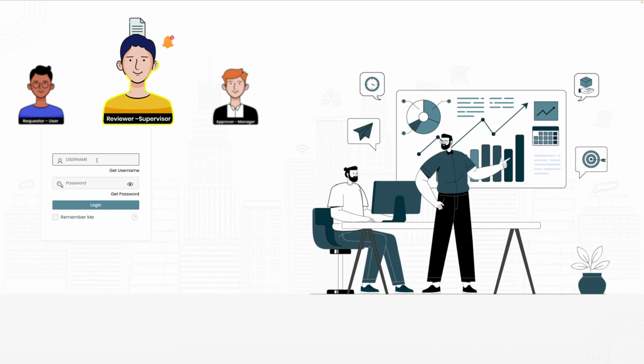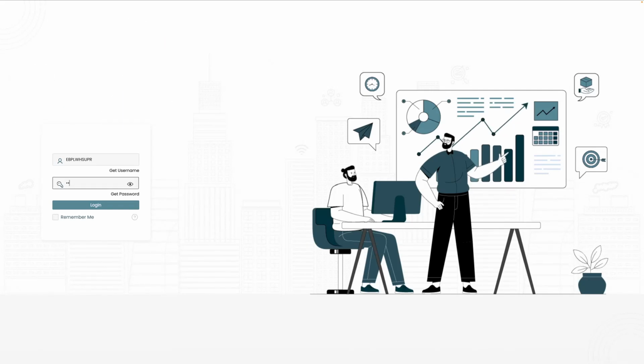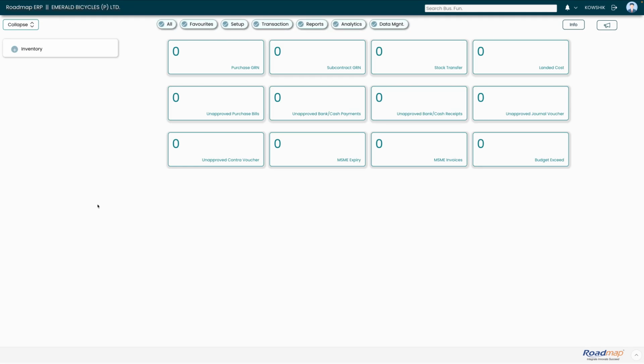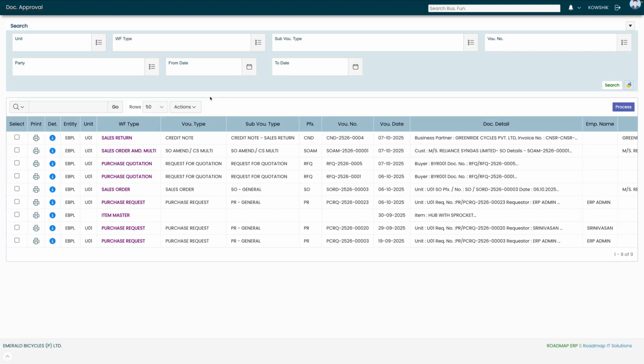Now let's log in as our supervisor. Click on login. So this is the login page of our supervisor. Then click on this bell icon and go to your approvals. The document will be placed here. Now click on this detail icon.